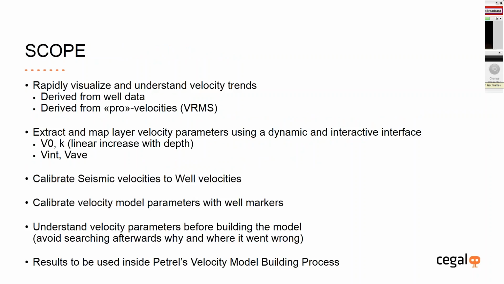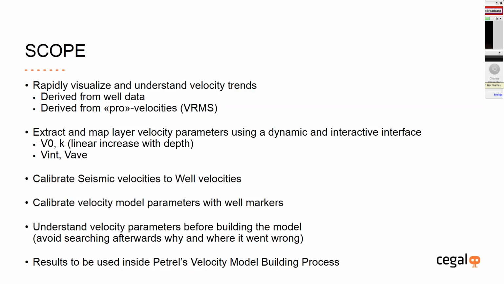delivering the ability to visualize and understand velocity trends very fast, coming from well data and also from seismic processing velocities. We can then proceed and extract and map layer velocity parameters such as V0 and K in the case of a linear increase with depth, but also interval velocities and average velocities. We also offer some functionality to calibrate seismic velocities to well velocities. At this point, you don't need to build any 3D grid model to do that. You can do that right away in this application.